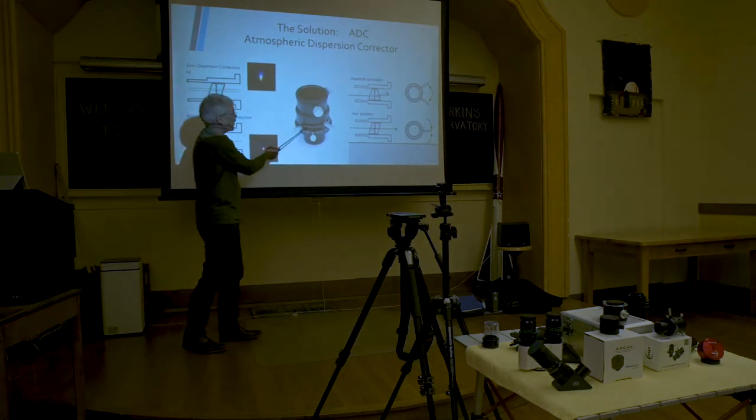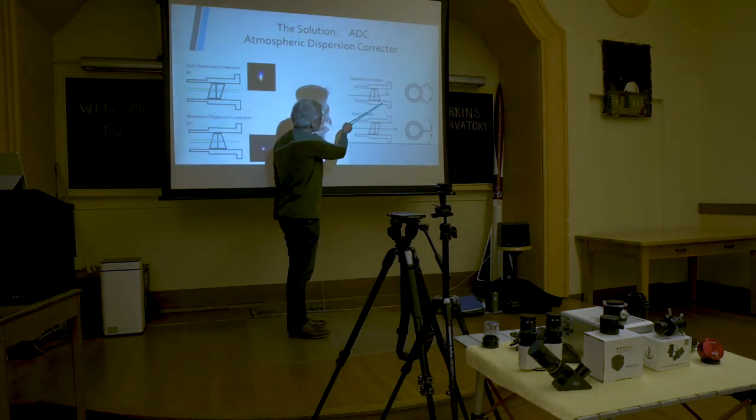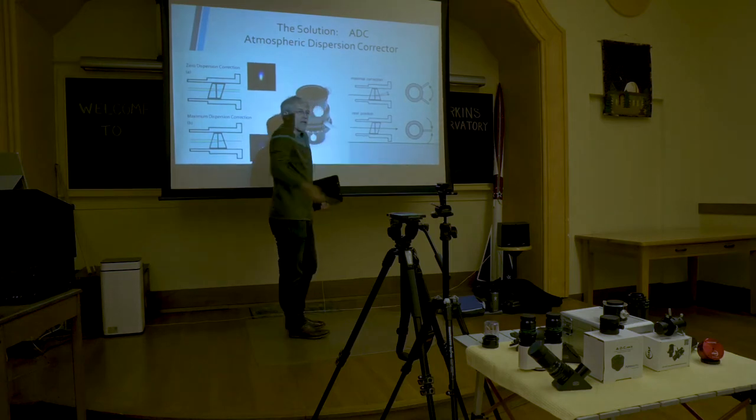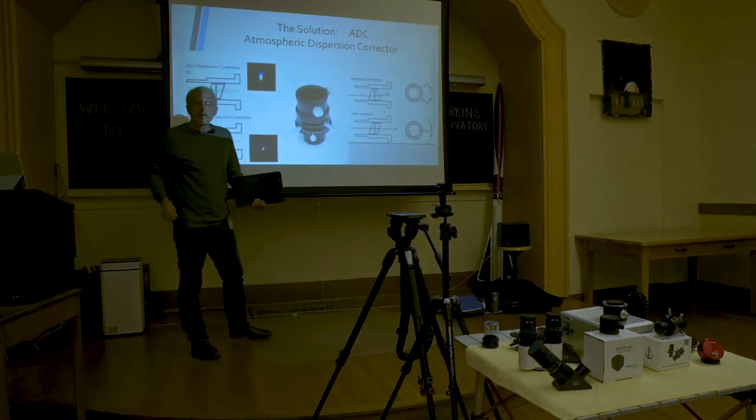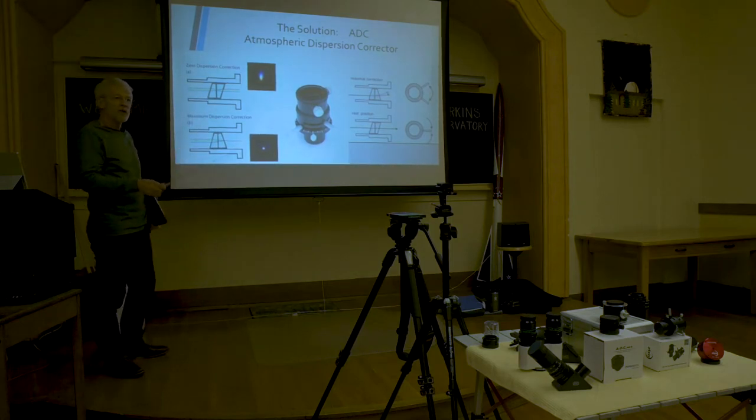This is a ZWO, and it's the same thing as many of them. This is the kind of thing, maximal correction, you've got the two prisms like this. In rest position, it just lets the light go through like there's nothing. So you can leave that on there. You leave that atmospheric dispersion corrector on, it's not going to hurt you as long as you don't have it doing anything.